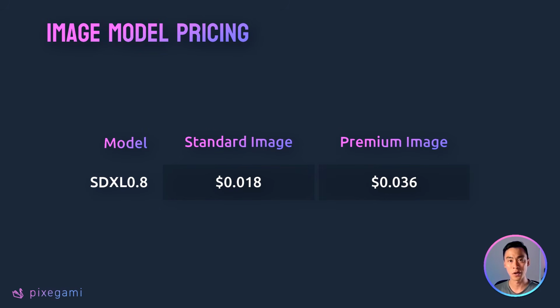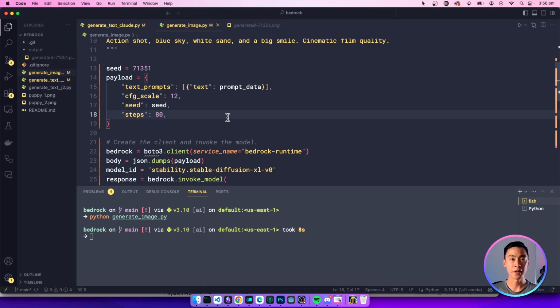It's pretty cheap as well, but it does add up a lot faster than text generation. Here, you can generate a standard image for about 2 cents using the Stable Diffusion model, or about 4 cents using the premium image. Whether or not an image is considered premium or standard depends on these parameters here. Anything over 50 steps is considered premium, and anything under is considered a standard image.